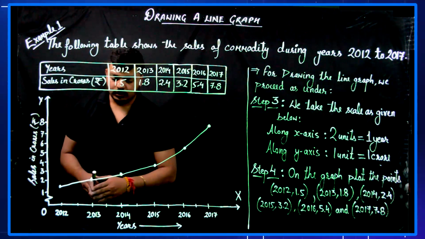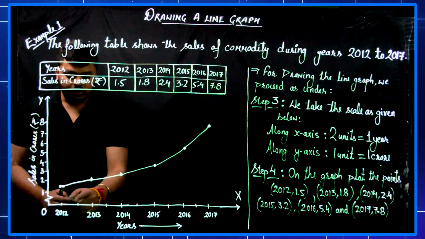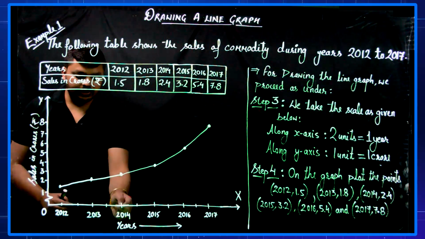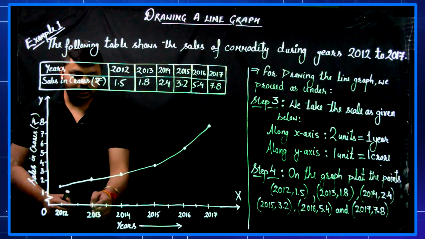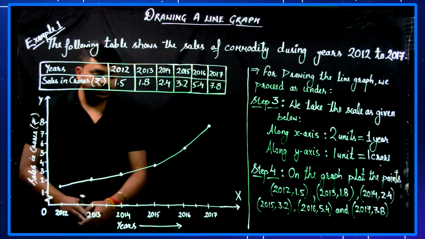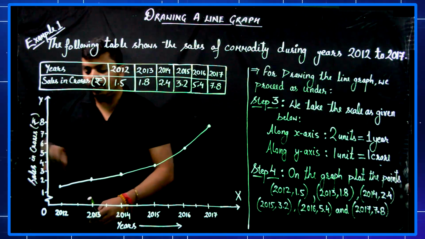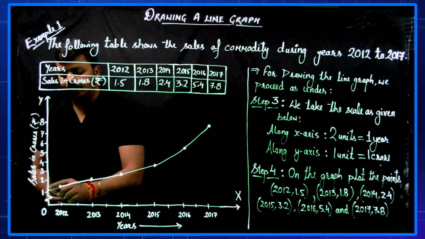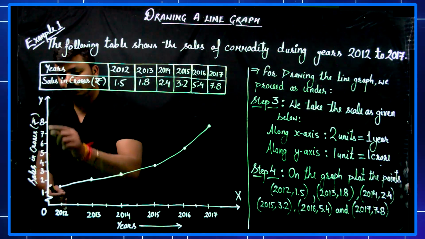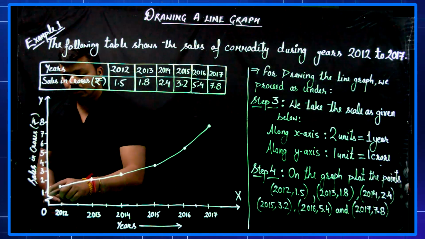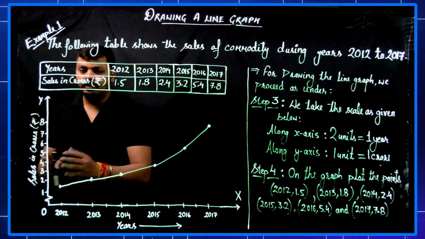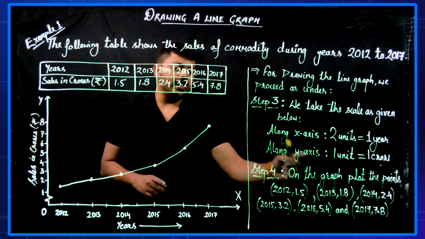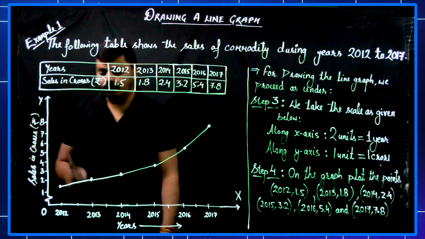So here after 2 units the next year has been written, that is 2013, then after 2 units the next year. But on the y-axis we have taken 1 unit, that is 1, 2, 3, 4 up to 8. So after each unit we have taken 1 unit equals 1 crore. So along the y-axis 1 unit equals 1 crore.